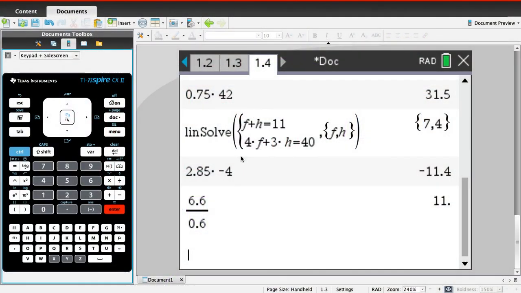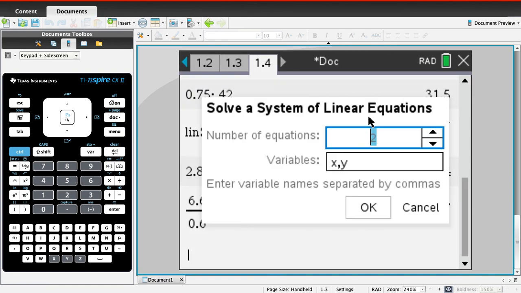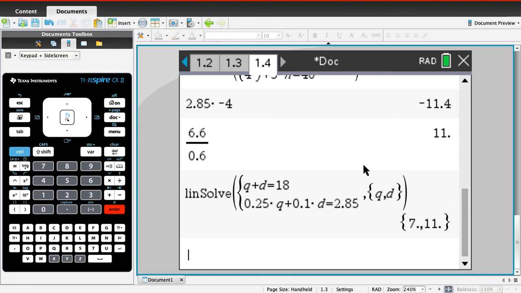But let's go ahead and verify that utilizing LinSolve. Menu, algebra, solve system of linear equations. Remembering that this absolutely has to be done in the calculator screen. So I changed my variables to q and d. q plus d equals 18. 0.25q plus 0.10d equals 2.85. 7, 11. 7 quarters, 11 dimes. Exactly what I got earlier.